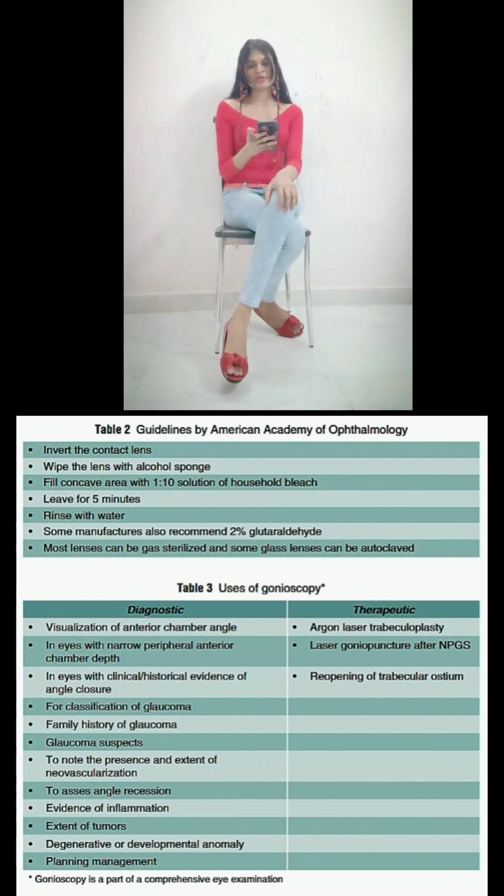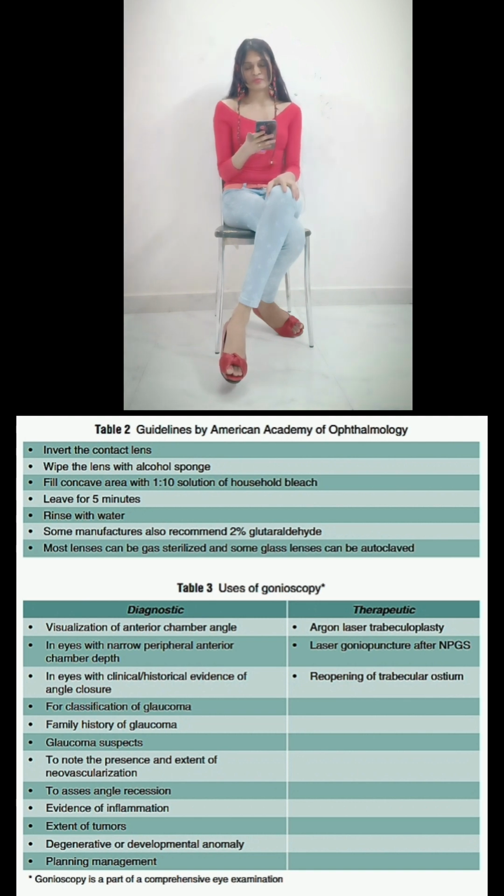So guidelines by the American Academy of Ophthalmology: we can use the alcohol sponge, alcohol, household bleach diluted 1:10, and 2% glutaraldehyde can be used. And most lenses can be gas sterilized, and glass lenses can be autoclaved. Gas sterilization, autoclaving, alcohol, glutaraldehyde, and household bleach diluted 1:10. Leave for 5 minutes for alcohol and household bleach, and rinse with water, because alcohol and these chemicals can cause abrasions on the corneal epithelium. They can damage the corneal epithelium.